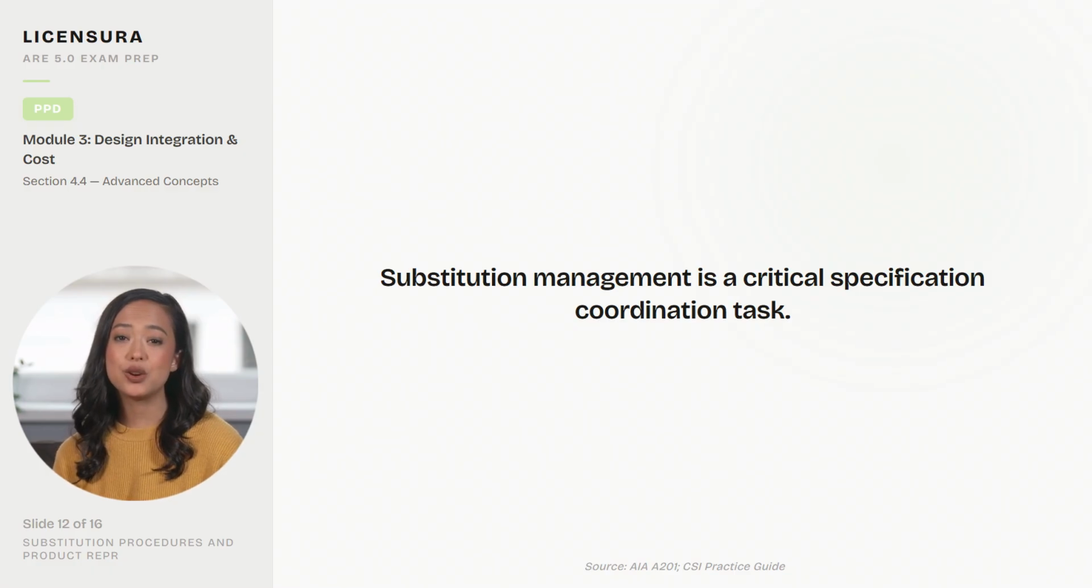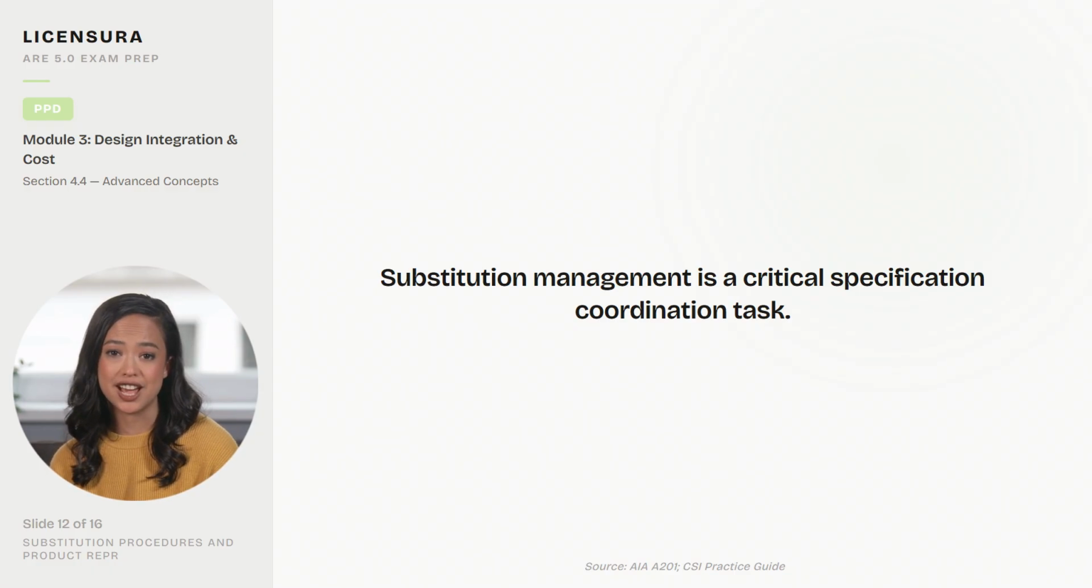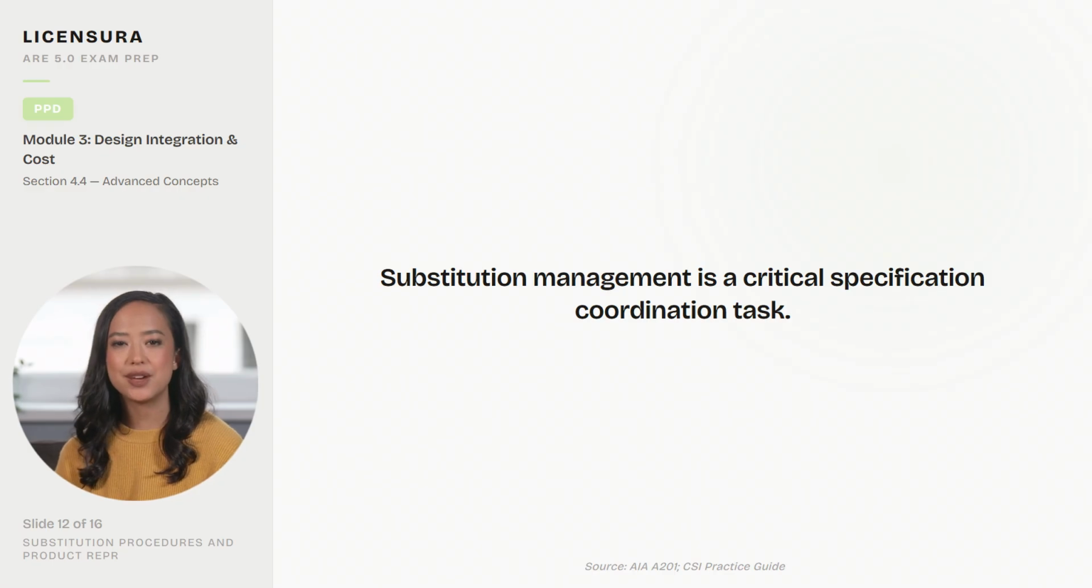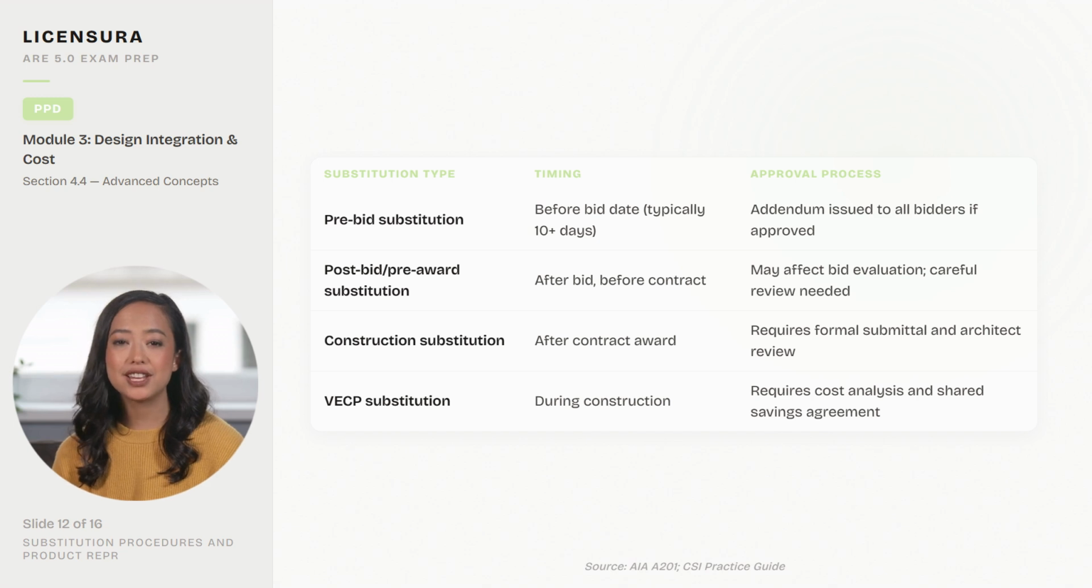Substitution management is a critical specification coordination task. The specification must clearly define when substitutions are permitted, what documentation is required, and who bears the cost of evaluating alternatives. This list covers 7 topics that should appear on every effective design review checklist.